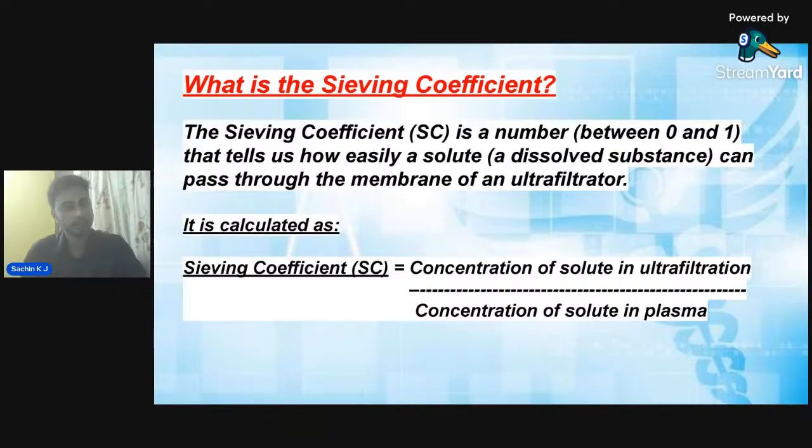Next topic: what is the sieving coefficient during ultrafiltration? The sieving coefficient is a number between 0 and 1 that tells us how easily a solute, a dissolved substance, can pass through the membrane of an ultrafilter. It is the ratio of the concentration of solute in the ultrafiltrate divided by the concentration of solute in plasma. I will explain.